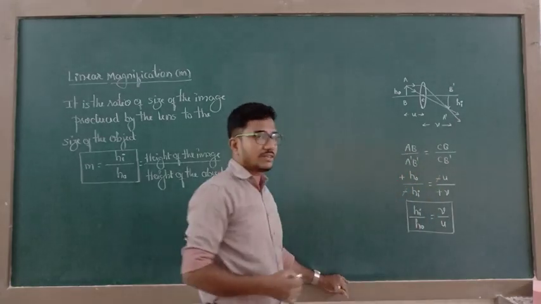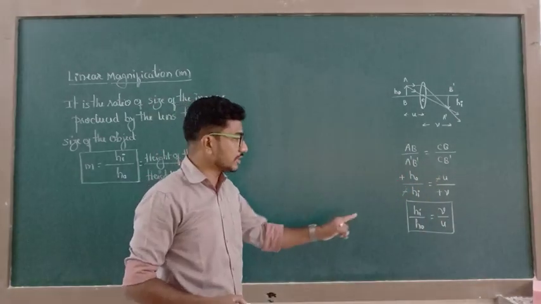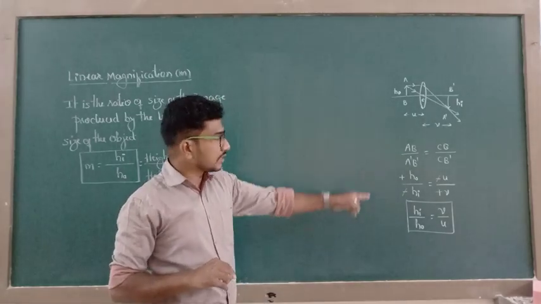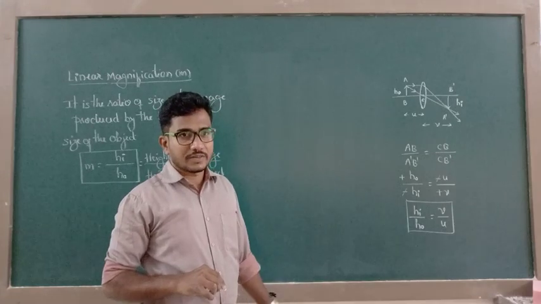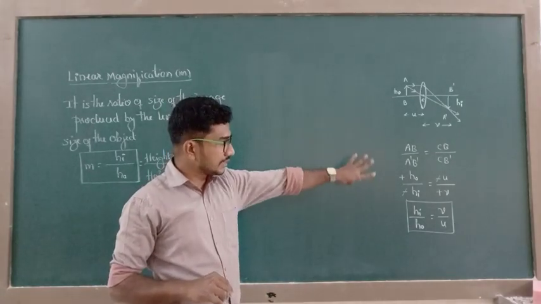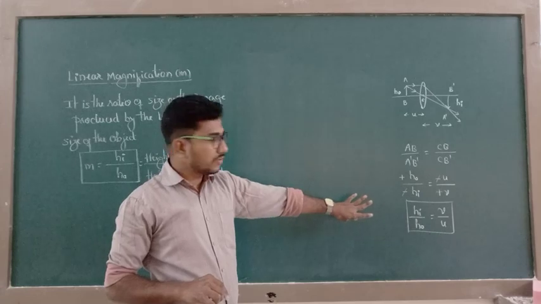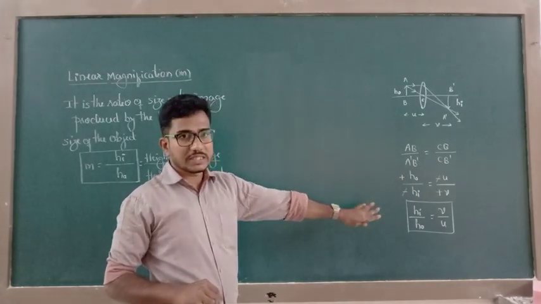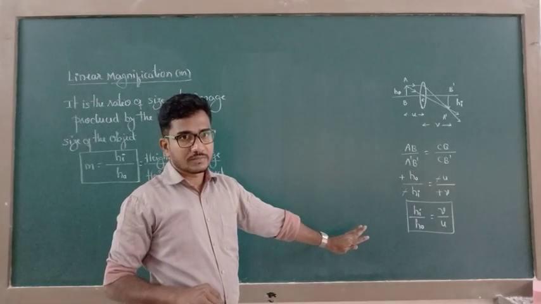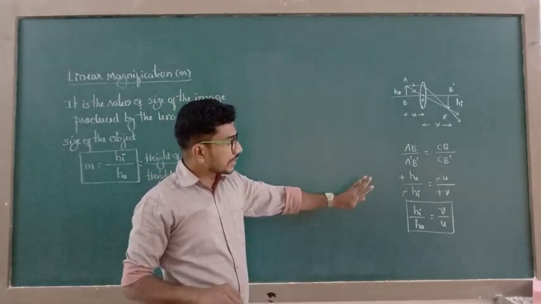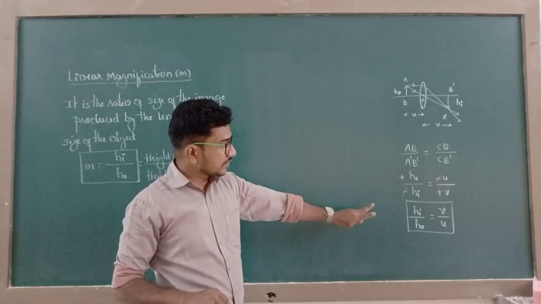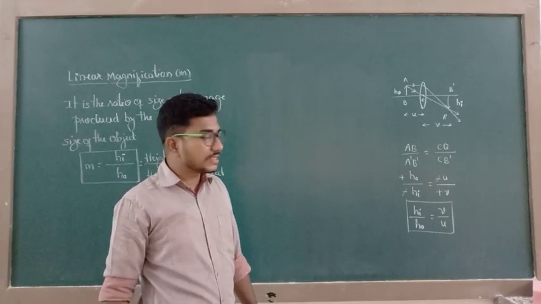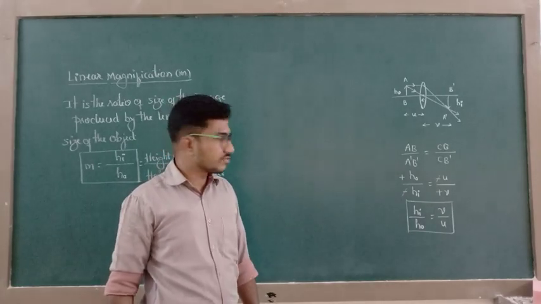See here, height of the image divided by height of the object is equal to V by U. In your examination, there is no need to write all these mathematical steps. For understanding purpose, I am just writing these steps. How is the height of the image to the height of the object equal to image distance and object distance? So this is the mathematical proof to say the ratio of height of the image to the height of the object is equal to the ratio of image distance to the object distance.